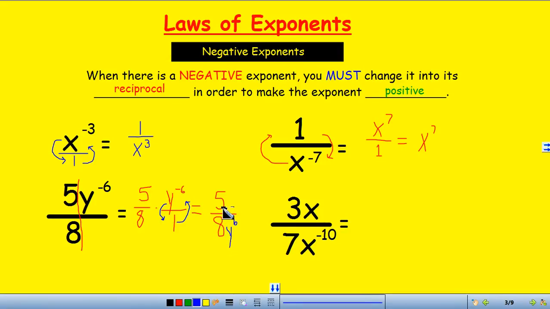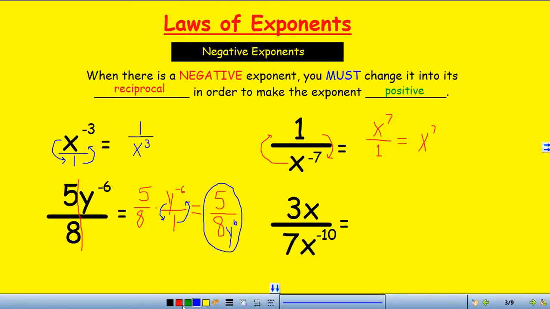And we have 1 that goes on top. So that's 5 times 1. And 5 times 1 is 5. So this leaves us with the answer of 5 divided by 8 times y to the 6th power.